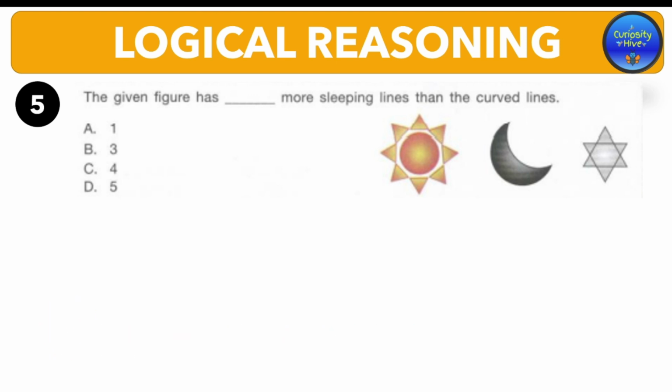So you have to look for the sloping line and curved line in the same figure. Now, star does not have any curved line. So this is struck out. Now this crescent moon has only curved line. It has no sloping lines or straight lines. So we strike this out. So we are left with this figure. Well, it has 1 circle. So that means it has 1 curved line. And it has 1 sloping line and 2 sloping line. So 2 minus 1 is equal to 1. So the given figure has 1 more sloping line than curved line, which is option A.